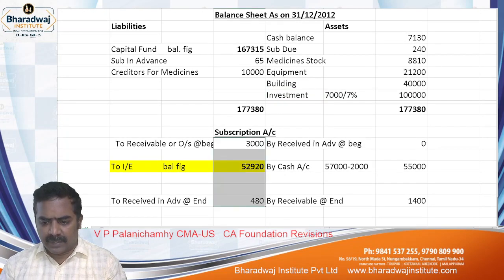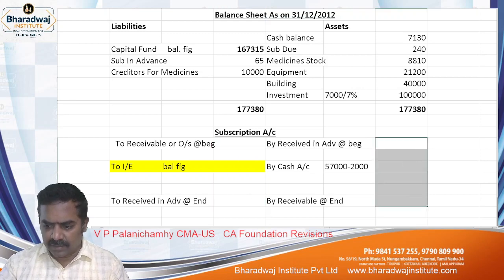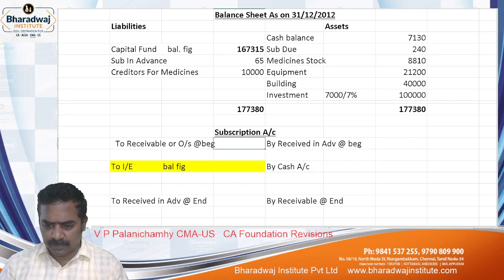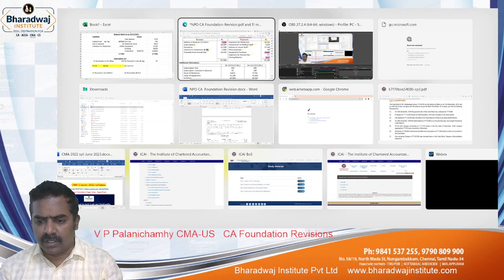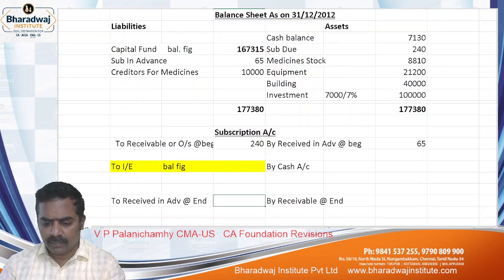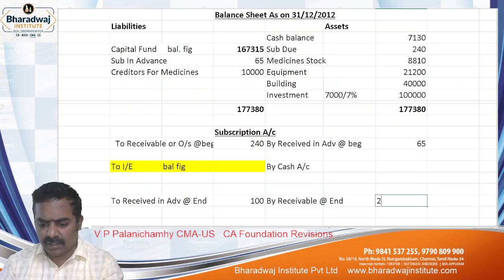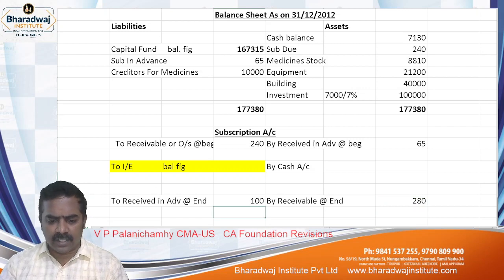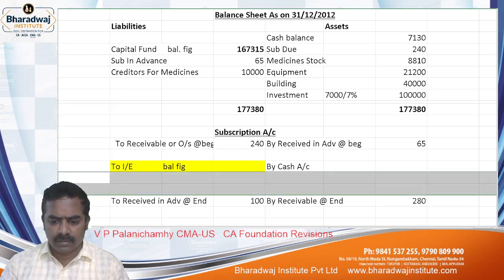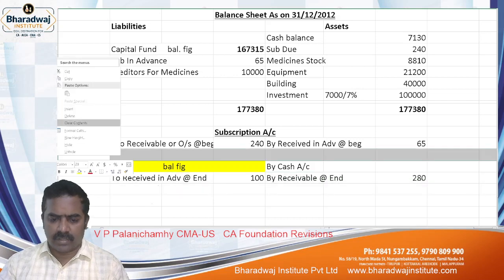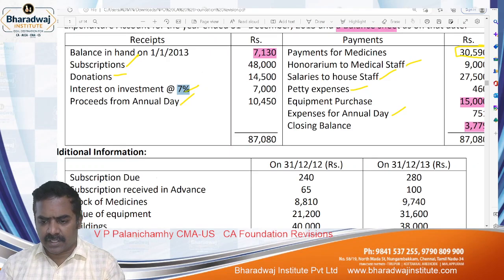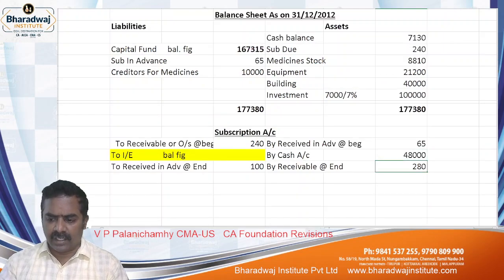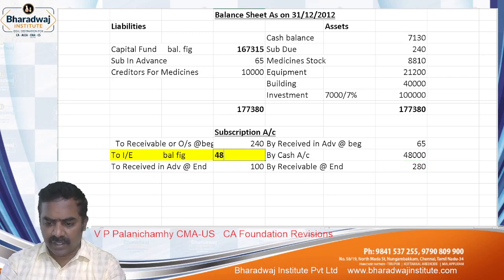Then prepare the subscription account and tell me the amount to be taken to income and expenditure account. Outstanding at the beginning is 240. Advance at the beginning 65. Look at how much advance there is at the end. Receivable at the end. You can make an account or a statement. You must show workings. What is the cash collection? Cash collection is given as 48,000. When you tally, you will get the balancing figure 48,005.